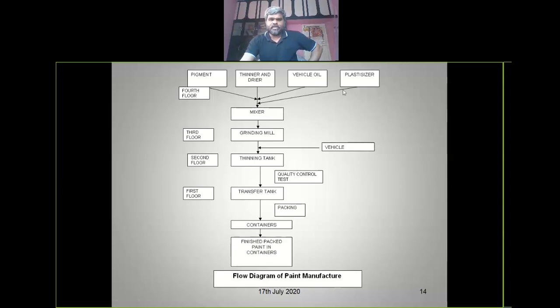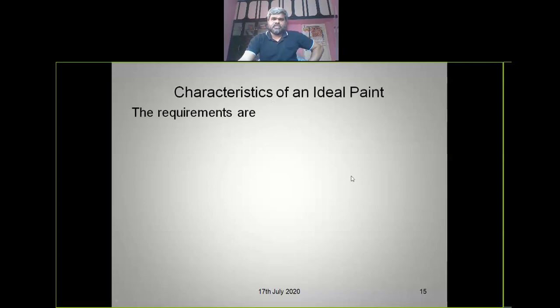See the flow diagram of a paint manufacturer. Pigment and coloring agent, thinner and dryer, vehicle, plasticizer, mixer, mixed together. And this is the grinding mill, and the vehicle is added here to make a base, and this is the thinning tank, right? Second floor, third floor, like quality test controls, and transparent tank, packaging, containers. This is the manufacturing process of a paint.